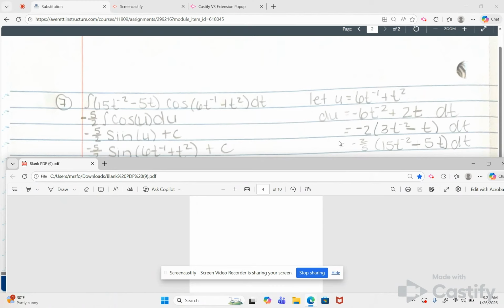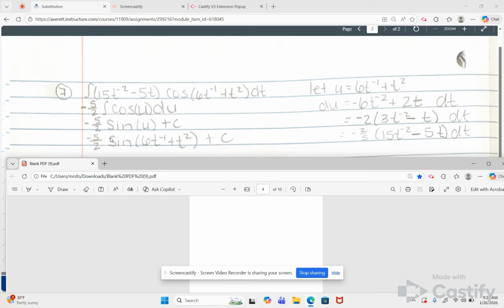However, you don't have to do all that. You could just look from here and see, well, what could I multiply that by? So now I have negative sine u plus c. And then replace my u. Some just reminders here: don't forget your plus c. And also, don't forget to plug back in for u. Substitute.